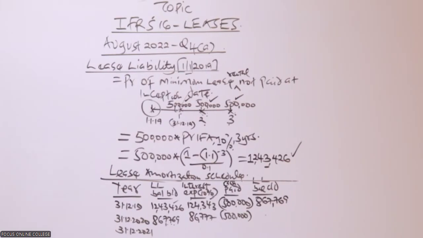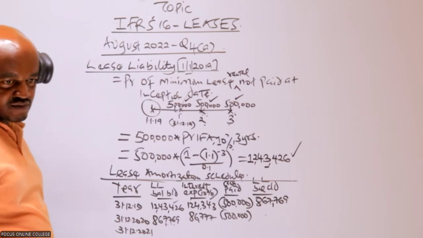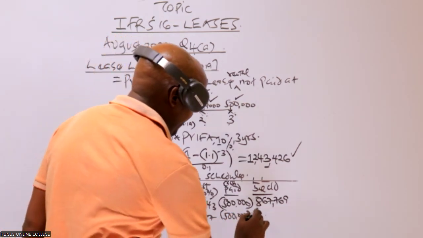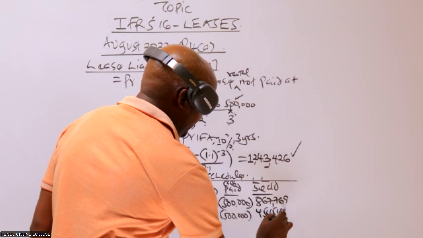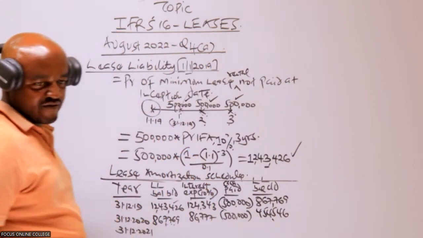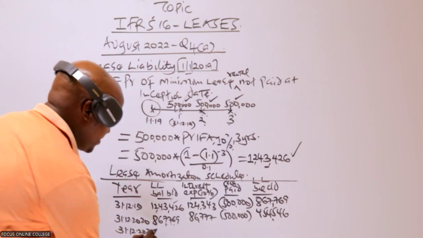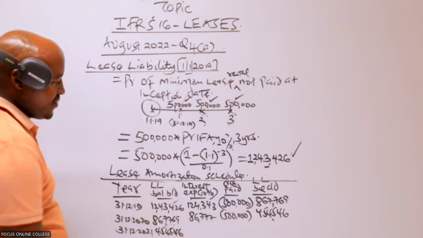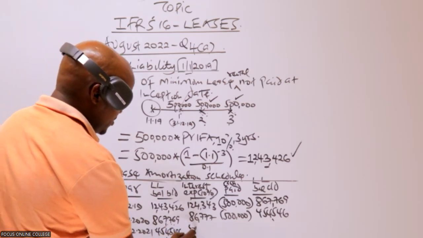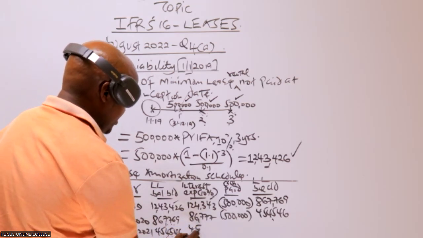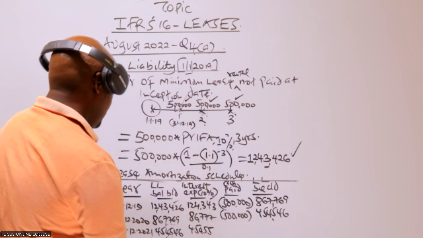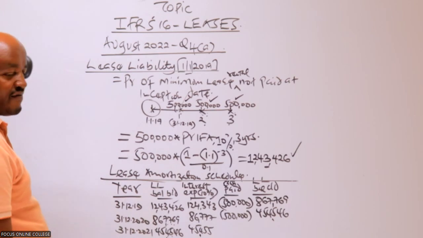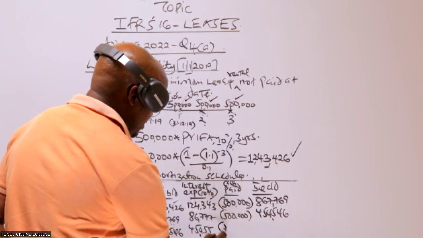Lease liability at the end of year 2. I'm given a figure of 45,45,46. So that will be the opening balance here. We compute the interest being 10% of that, which will be 45,455. So how much was paid?